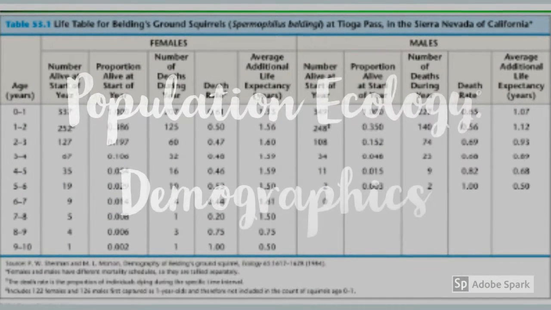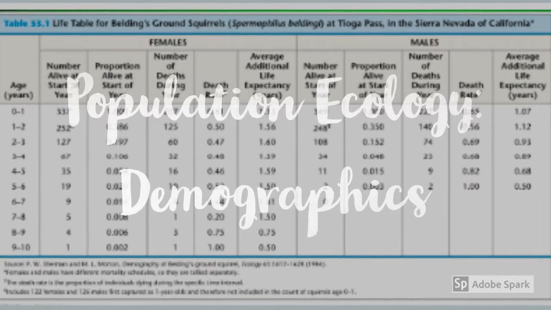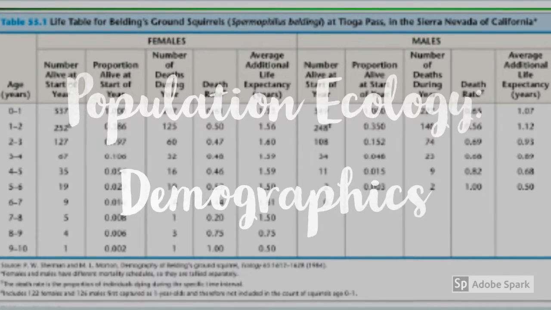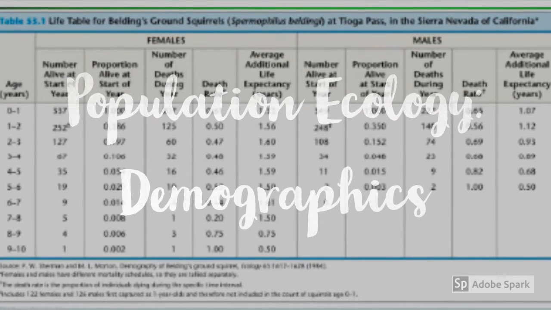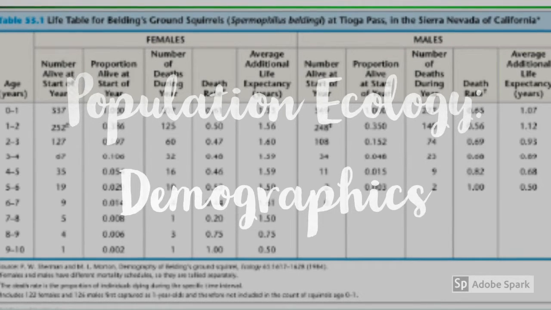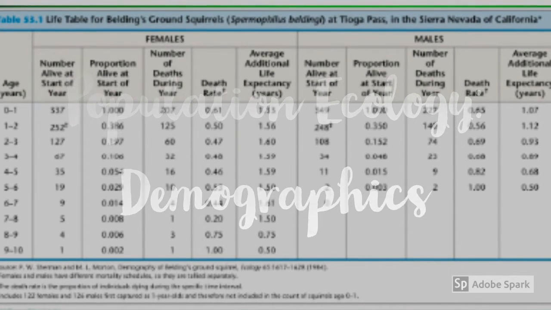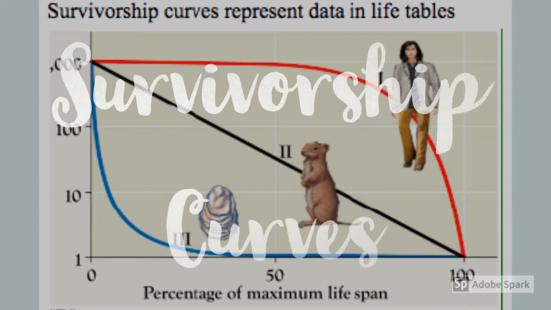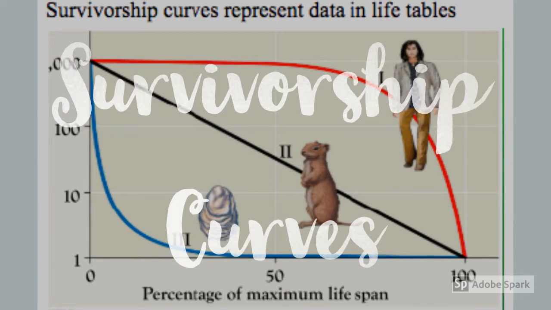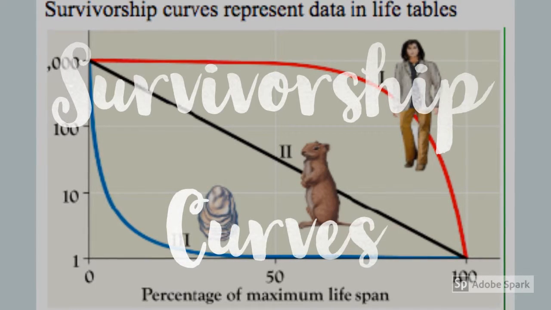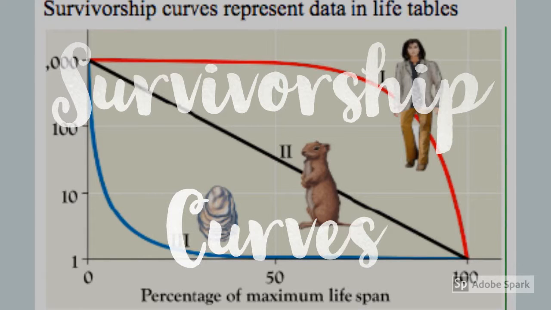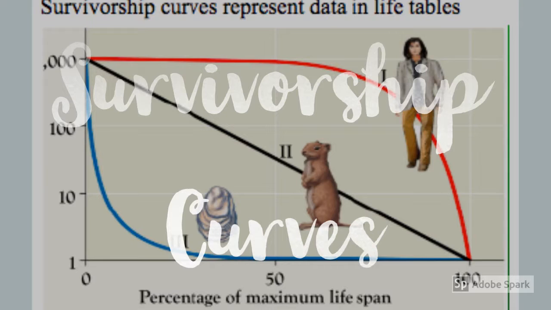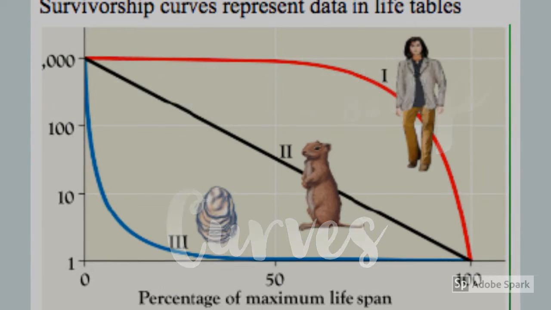Demographics is the statistical study of populations and how they change over time. This means looking at birth rates, death rates, immigration, and emigration. When looking at demographics, you can make life tables using cohorts. A life table is shown in this image. Survivorship curves can be used to represent data in life tables. Three different types of survivorship curves are shown in this image. Different survivorship curves are dependent on how the life cycle and lifespan of the different organisms work.